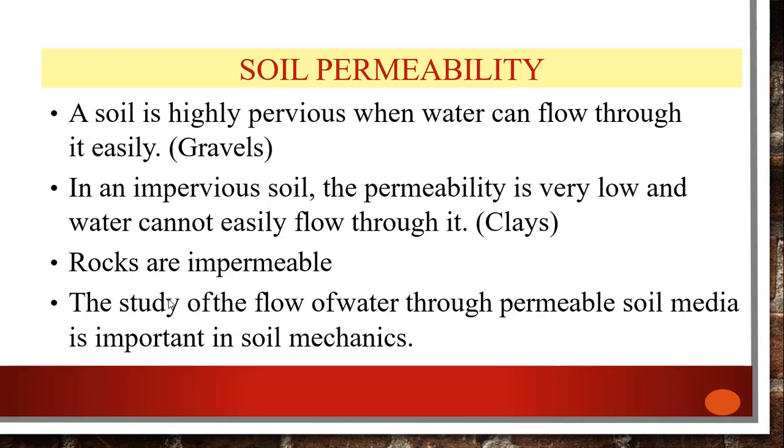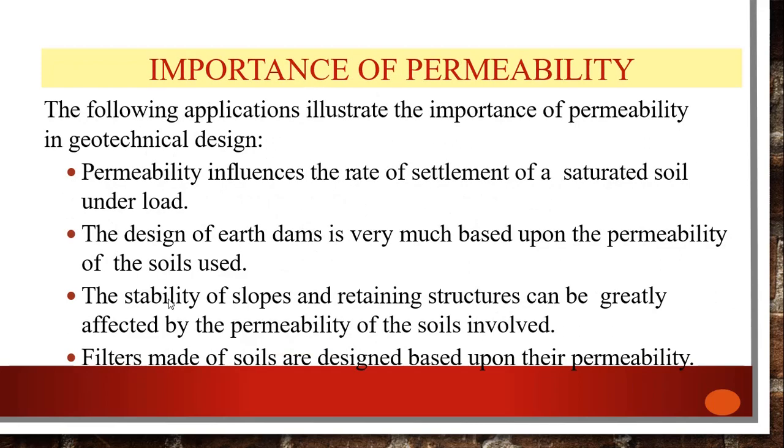A soil is highly pervious when water can flow through it easily, for example gravels. In gravels the void spaces are very large, so water can flow easily. In impervious soil, the permeability is very low and water cannot easily flow through it. Examples are clays. Rocks are impermeable in nature. The study of flow of water through permeable soil media is important in soil mechanics. In geotechnical engineering, permeability of a soil plays a very important role.